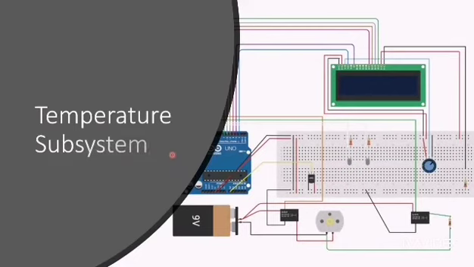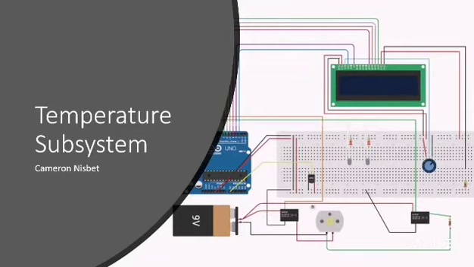Hi, I'm Cameron and I'm responsible for the creation of the temperature subsystem. On the right side of the screen you can see the circuit, which includes two relays for each subsection of the system. The side on the left, so this section here, is the fan section, which is represented by a DC motor, and on the right side is represented by a resistor, which is the Peltier heating element.